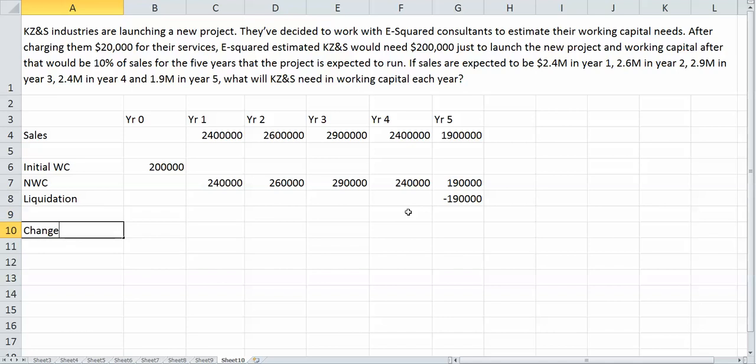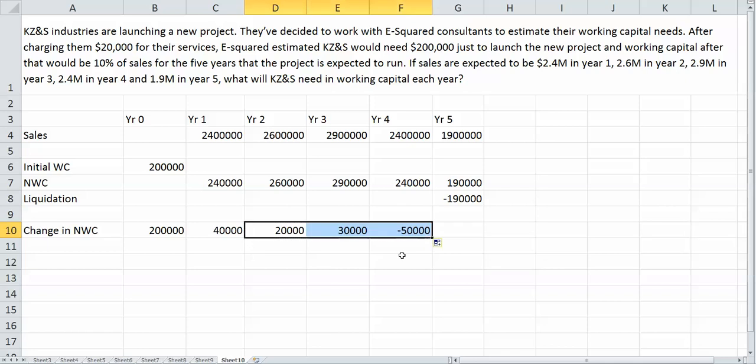So our change in net working capital is from the year prior, or I'm sorry, most recent year minus the year prior. So I know that this one's just going to be $200,000 because I started at 200. I went from 0 to $200,000. So it's a change of $200,000. Next, we went from, well, we have 240 now from 200, right? So it's 240 minus the 200, or a change of $40,000. We went up $40,000 in working capital. Next one, we went from 240 to 260, or an increase of $20,000.